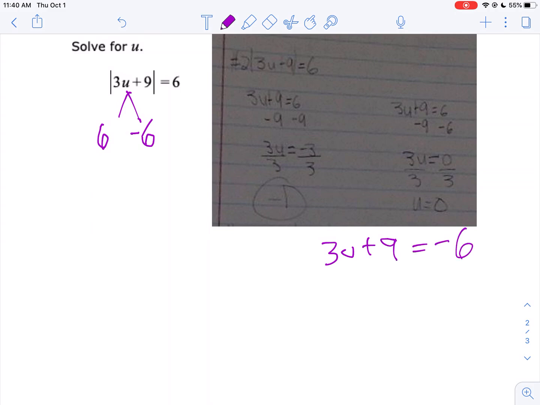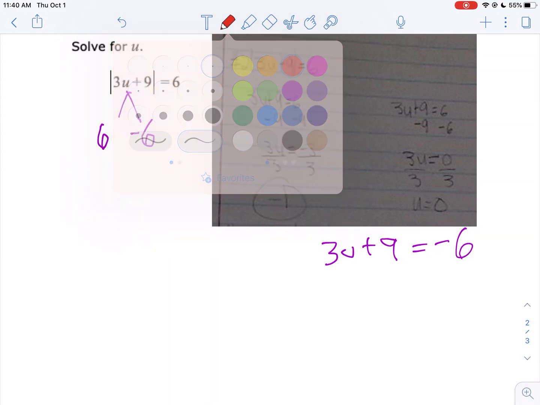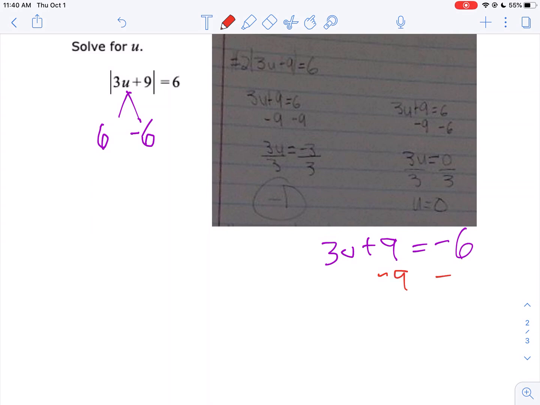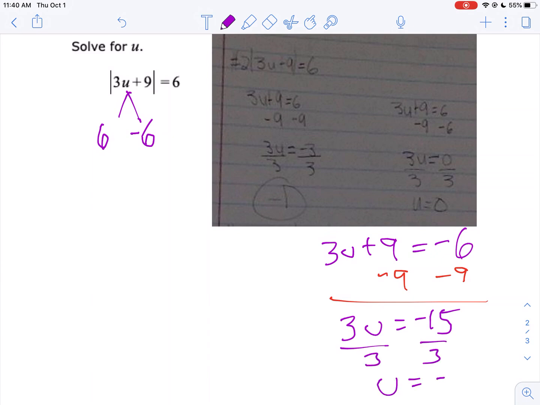I'm thinking this was a careless error. But if it isn't, that's what you have to do. Now we'll do what you said. You subtracted 9 from both sides. So then, because we have a different number now, you're going to get a different answer. So 3u equals -15. Divide by 3. U equals -5. It's weird how you got two different answers for the same problem. Oh, you put -9 here and you put -6 there, so we had another mistake there.